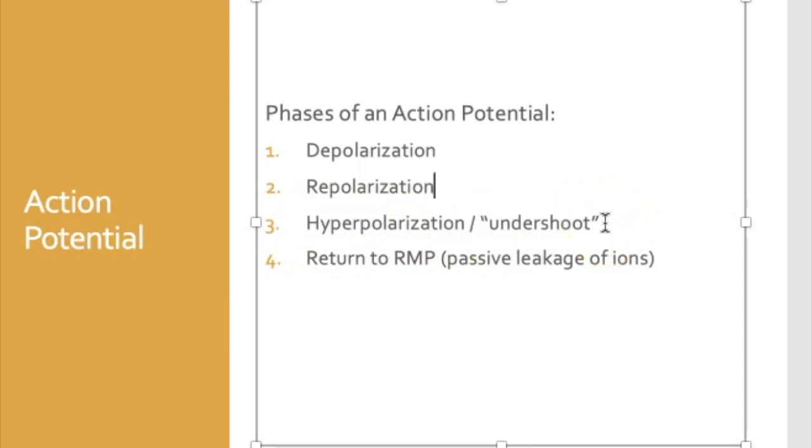We need to get back to resting membrane potential, and that happens passively. When we hit minus 75 millivolts, the potassium channels are going to close. So now the sodium channels are closed and the potassium channels are closed. But there is some passive leakage of ions occurring across the membrane, a slow passive leakage, and that will help return us to resting membrane potential. So the phases of the action potential include depolarization, repolarization, hyperpolarization, and then return to resting membrane potential.